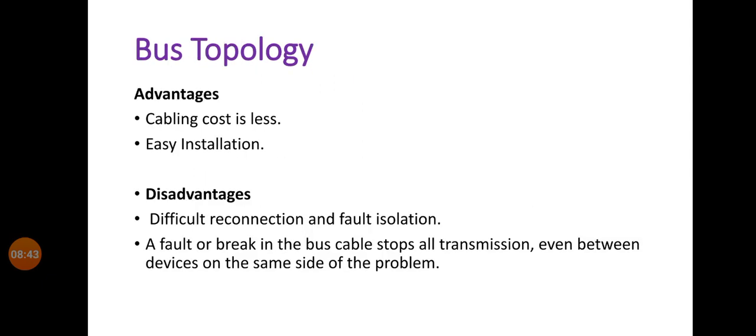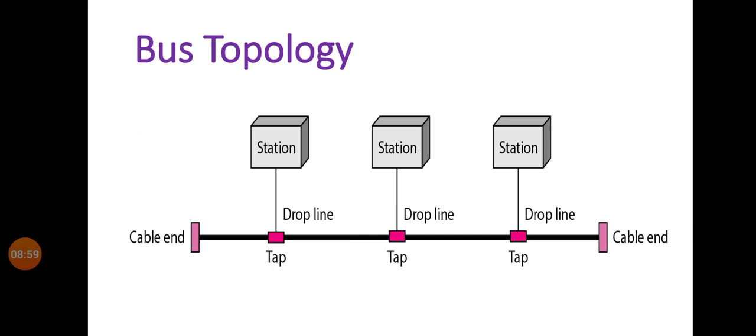Then come to the next type, that is bus topology. So what are the advantages of bus topology? The first advantage is, cabling cost is less, and the second advantage is easy installation.